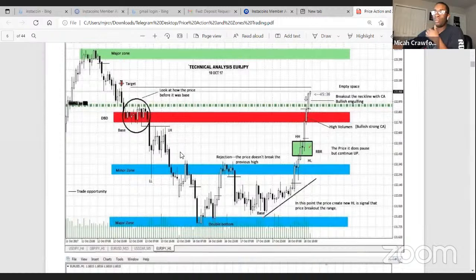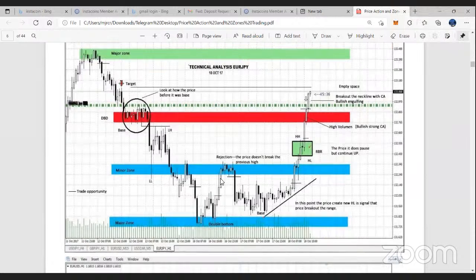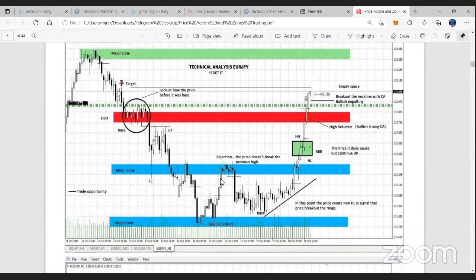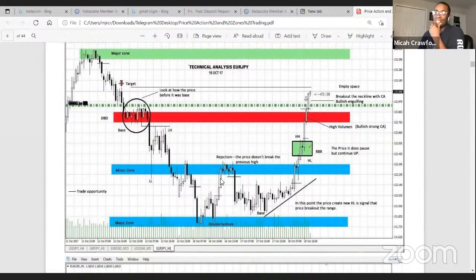Doesn't this look like something we see in the markets? Would you agree? Absolutely. All the time. Here's the only difference. Your zones may be a little bit different than this, but the idea is still the same.